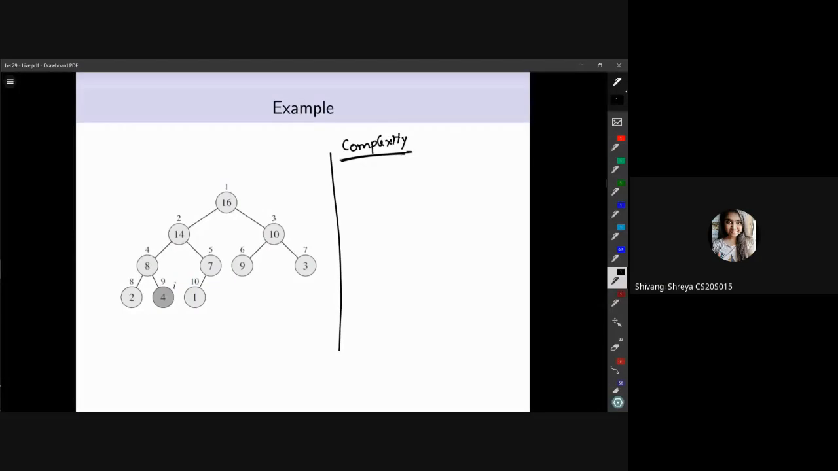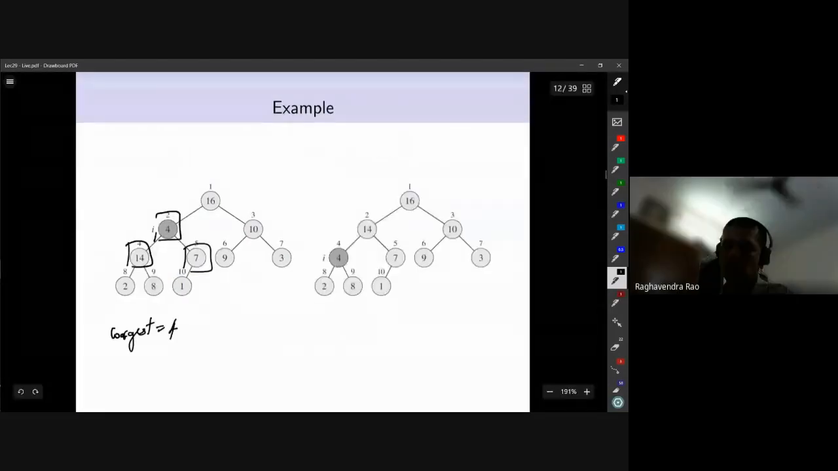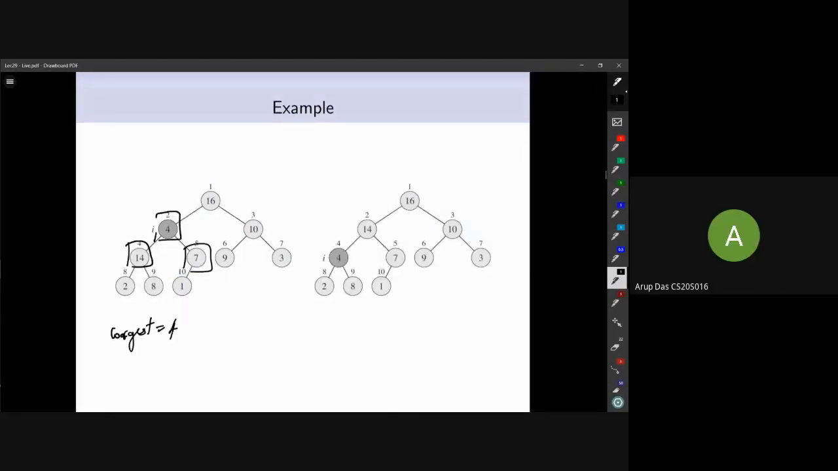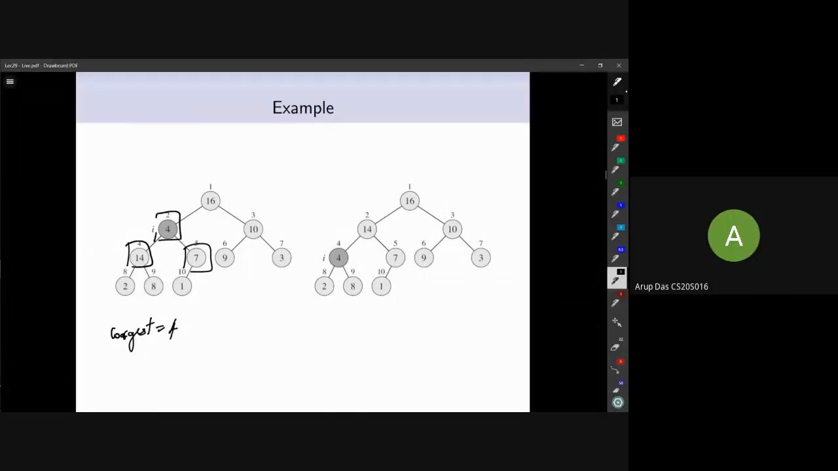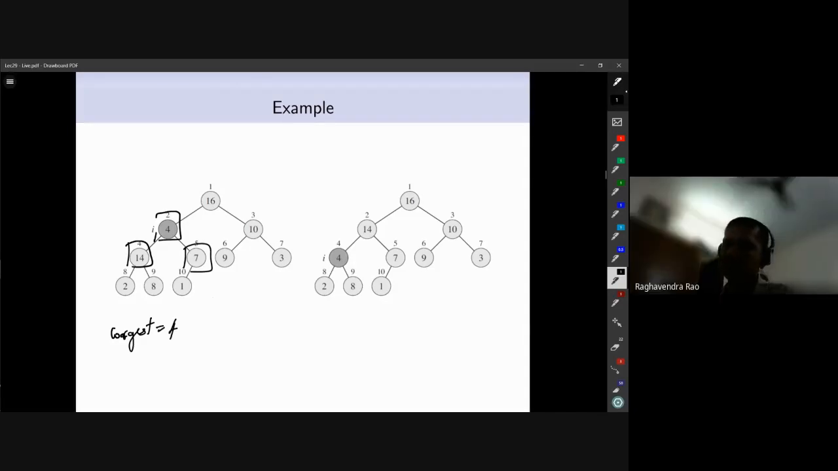Log n. Sir, it's going at only one side of the tree, like either left or right at any one point of time. So it will be the height you're traversing. Yeah, it's basically the height.